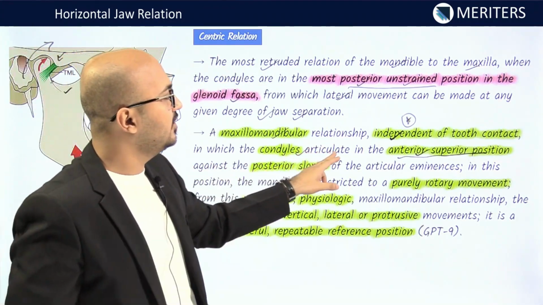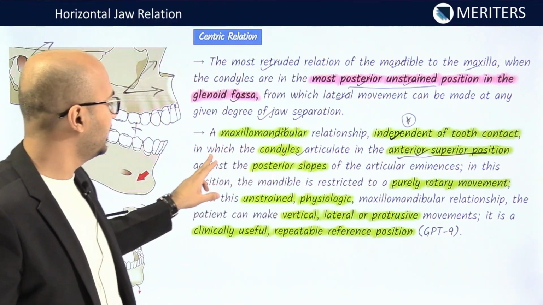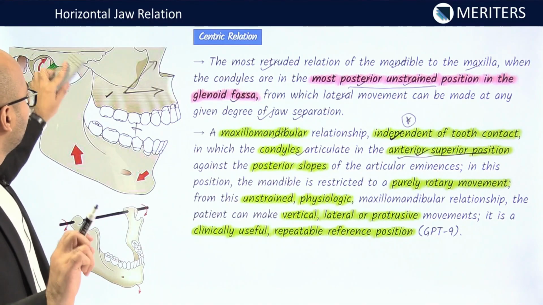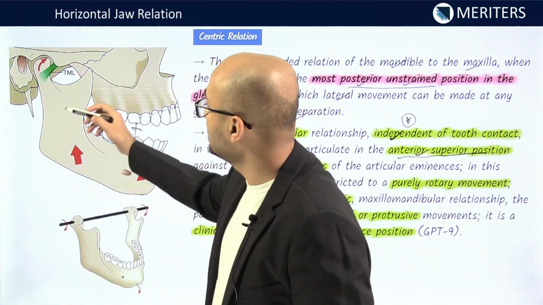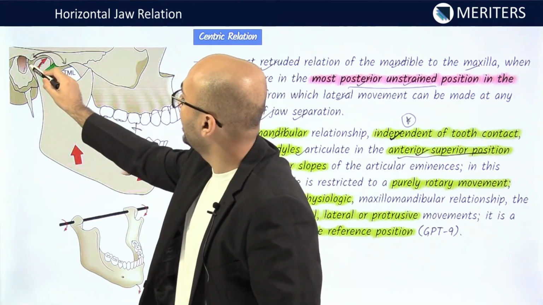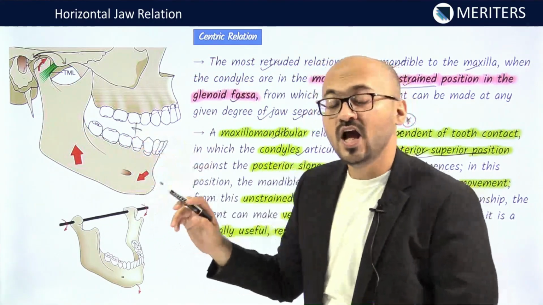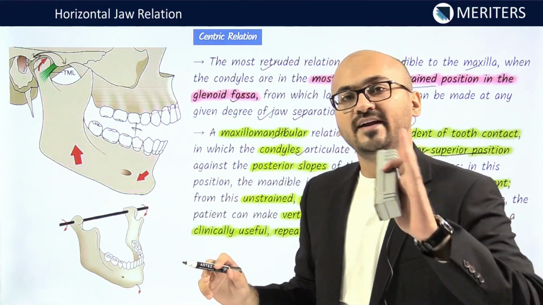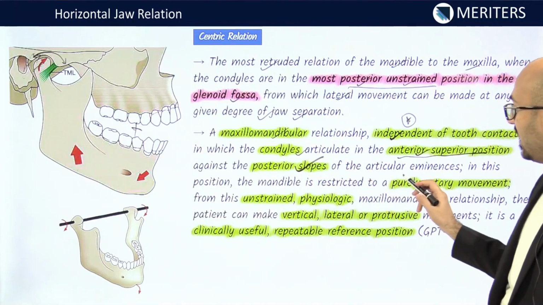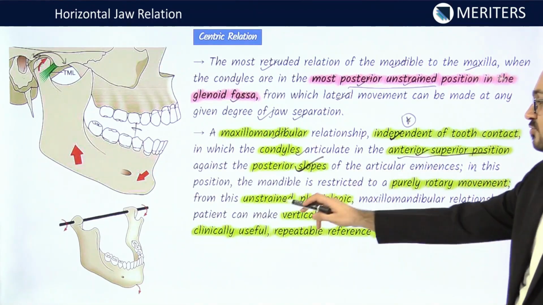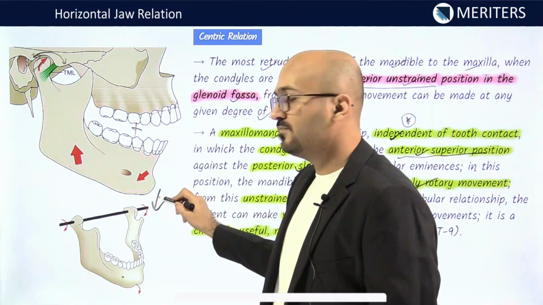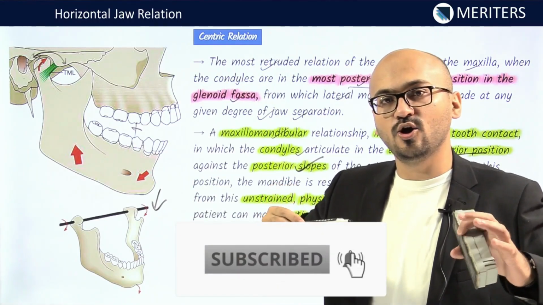So the condyles are articulating in the anterior superior position against the posterior slope of the articular eminence. Now what does that mean? If you see the diagram again, this is the articular eminence. This part of the condyle is going to sit in the posterior part of the articular eminence. The condyle is going anterior superiorly and is articulating with the posterior slope of the articular eminence, and in this position the mandible is restricted to purely rotary movement. So in this position the mandible is going to only rotate along its axis.